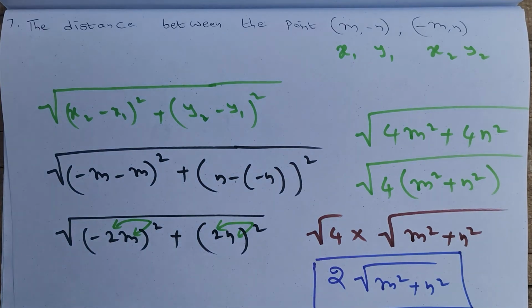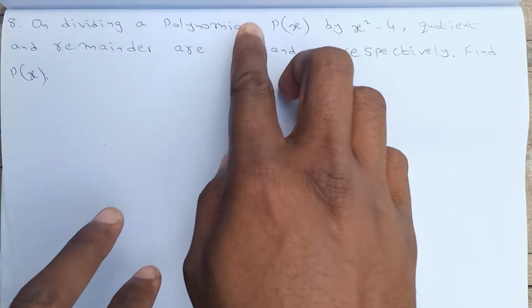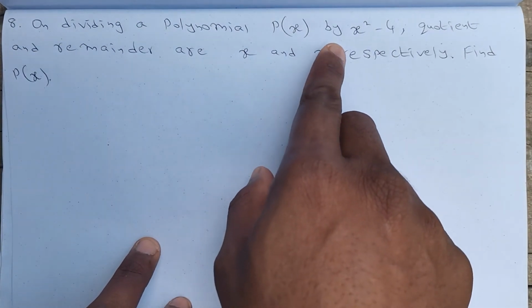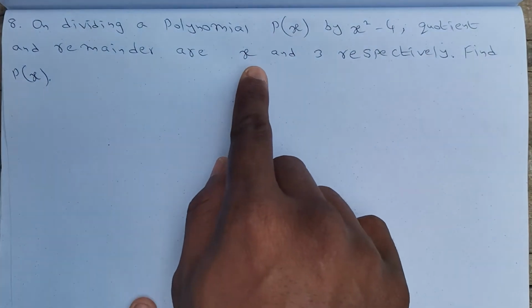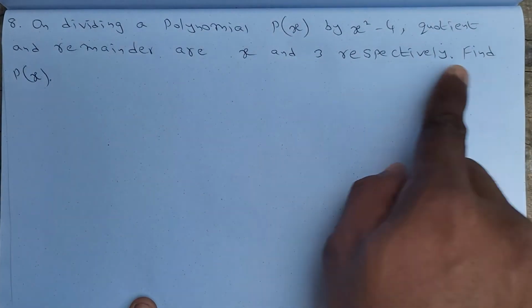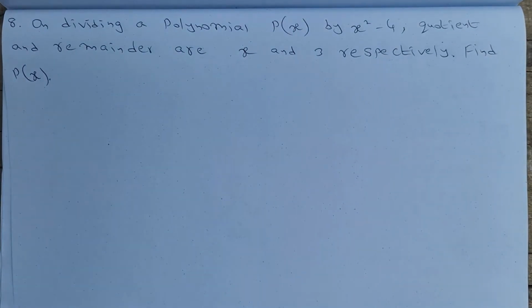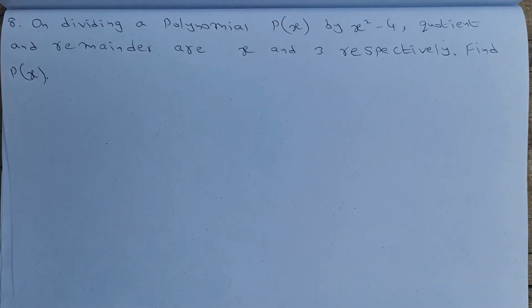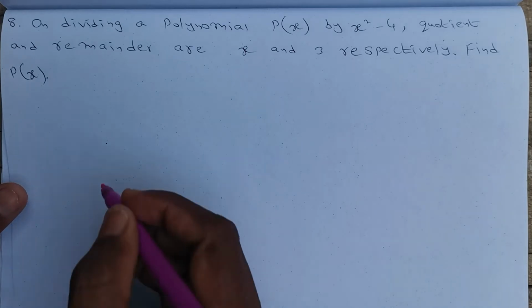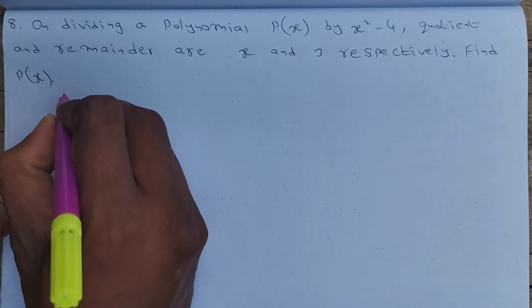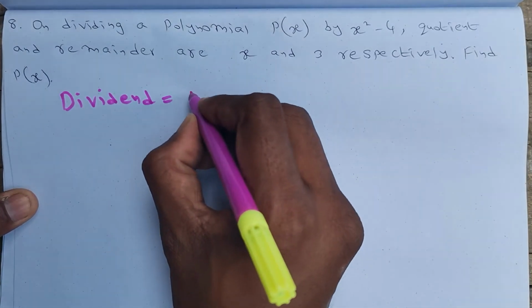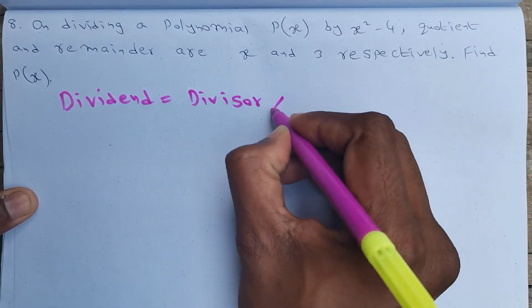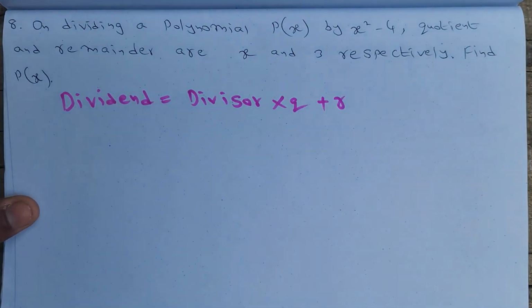Okay, now let us move to question number 8. The question is, on dividing a polynomial p of x by x square minus 4, quotient and remainder are x and 3 respectively, then find p of x. So we know dividend is equal to divisor into quotient plus remainder.